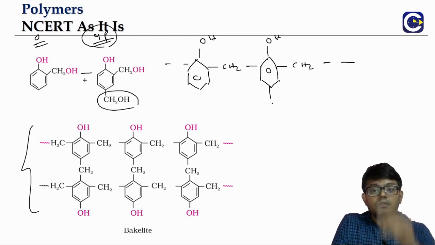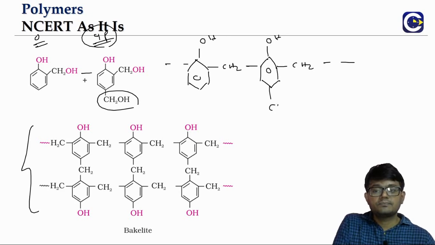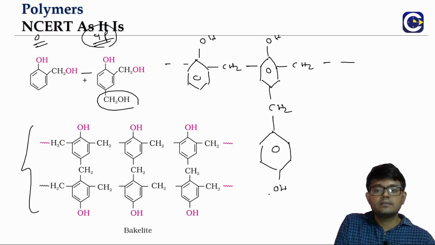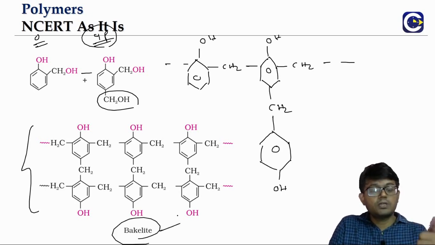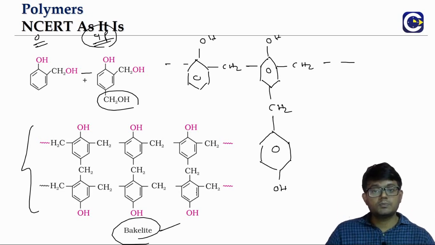a CH2OH. This can form a cross linking with another linear chain. See what is going to happen? This will form a cross linking with another linear chain. So that is how we will be able to obtain the three-dimensional network. What is it called? It will be called Bakelite. So Bakelite we can obtain from the reaction between the ortho and ortho para substituted forms of phenol.